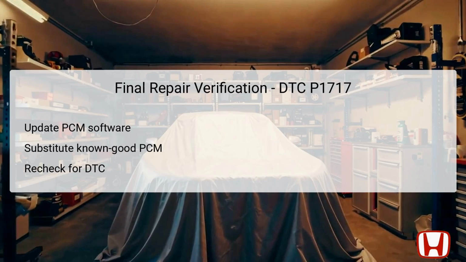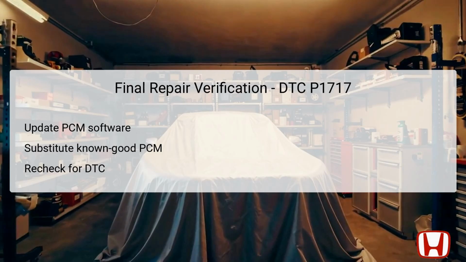After addressing the concerns revealed through previous troubleshooting steps, the final verification process is crucial to ensure that the repairs were successful. The first check involves updating the powertrain control module, PCM, software to the latest version to ensure compatibility and functionality. If updating does not resolve the DTC P1717, the technician should substitute a known good PCM to determine if the original PCM is faulty.